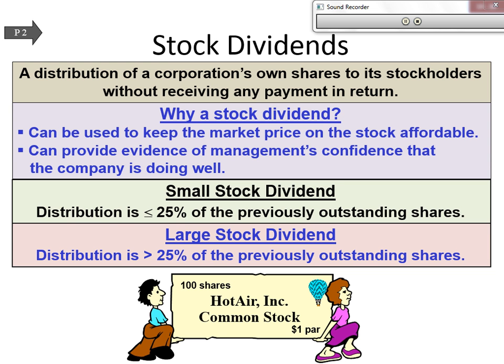And then secondly, they can provide evidence to management that the company is doing well. Obviously, if a stockholder decides to take a stock dividend versus a cash dividend, that's a good thing for a company, because that means that they want more stock in the business because clearly it's doing good, right? Versus cash. Small stock dividend, distribution of how much? 25%.